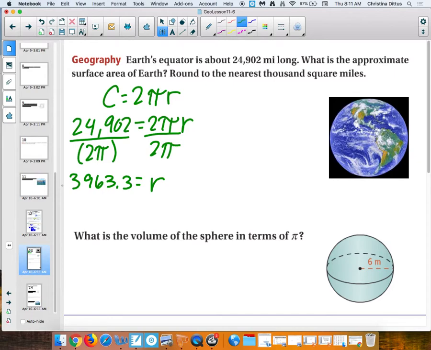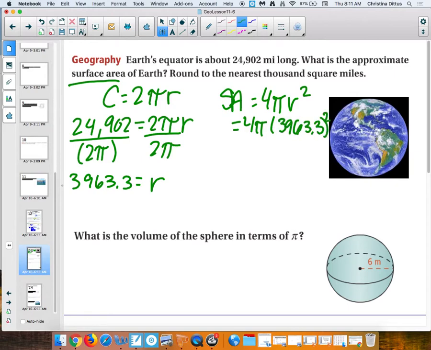Some calculators have a pi button. 3963.3. Did you get it? Yeah. So when it asks what's the approximate surface area, what's my formula for surface area of a sphere? 4 pi r squared. So what am I going to plug in for r? 3963.3.